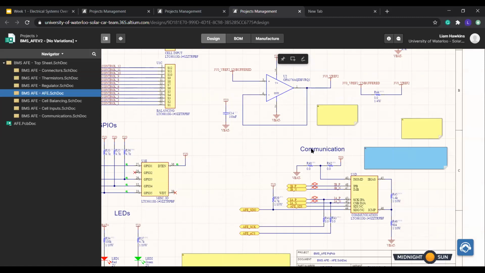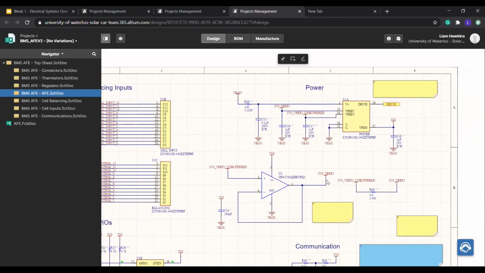The LTC6811 has ISOSPI built in, so it communicates directly in ISOSPI. It has the option to communicate over SPI as well, but this is usually disabled when we're actually using these in the car. And then the VBAT is just the input voltage to power the LTC6811. And then it provides a couple references, and it can drive the enable signal for the switching regulator.